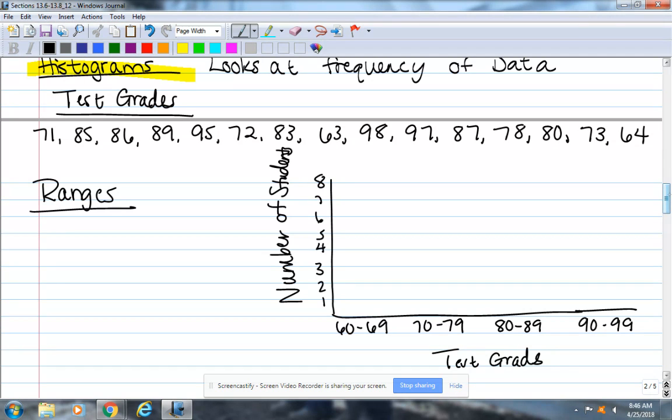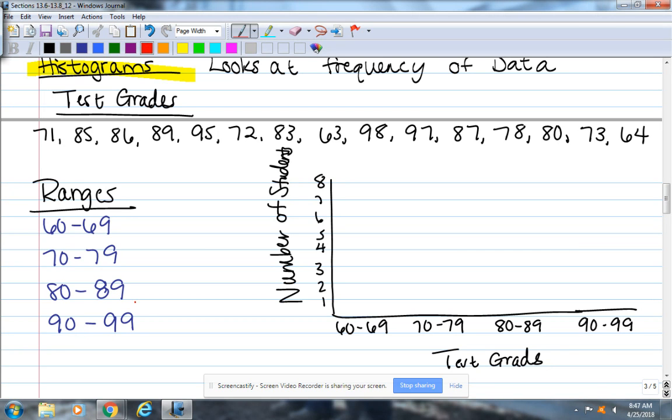So you need to, I use tally marks. So you got to come up with your ranges, and sometimes that's the hardest part, is coming up with your ranges. So for this one, the ranges are 60 to 69, 70 to 79, 80 to 89, and then 90 to 99. So what we're going to do is go through the data in the order that it's in already, and I'm going to mark with a tally mark which category that fits into.